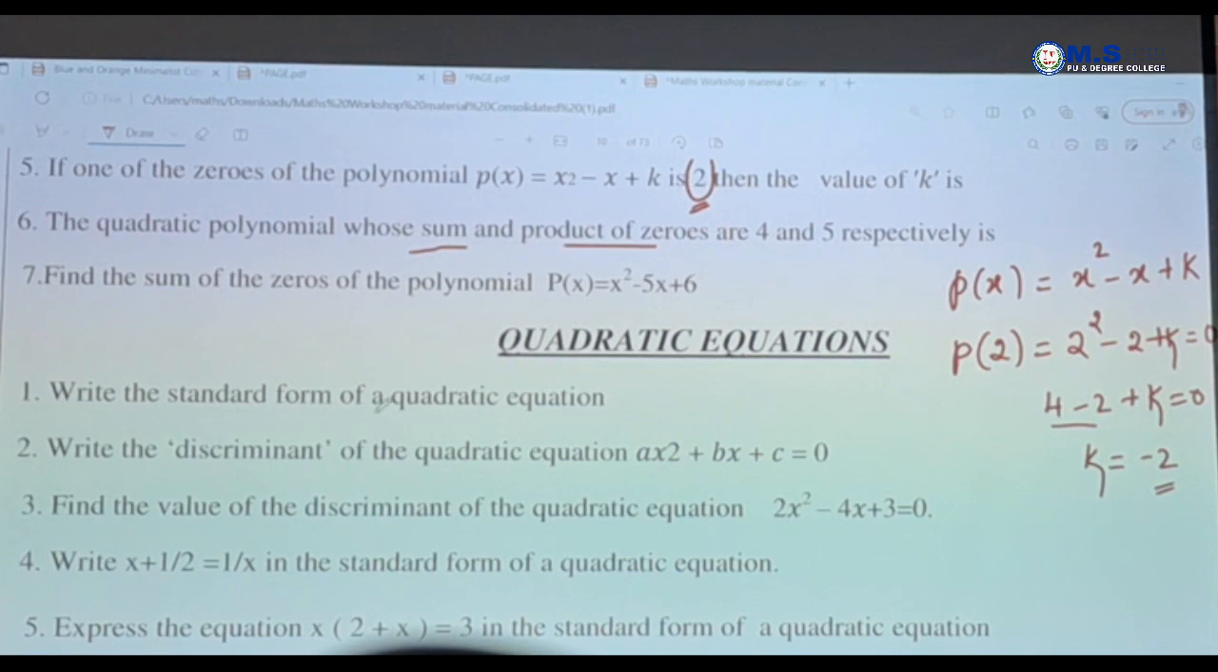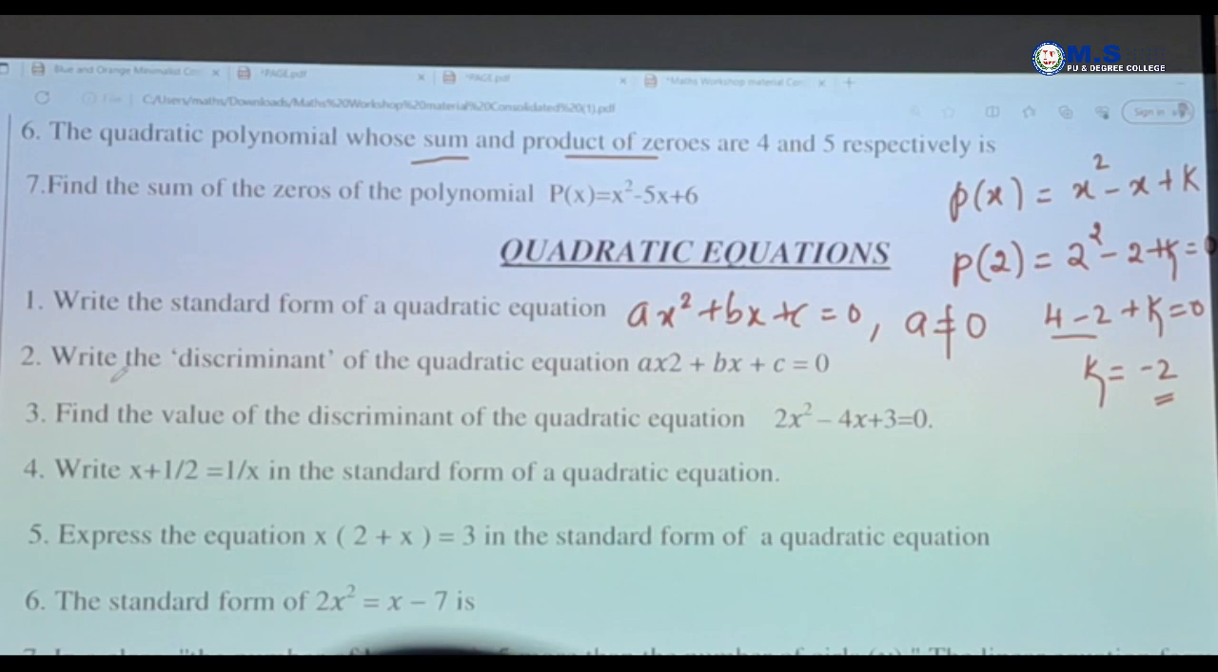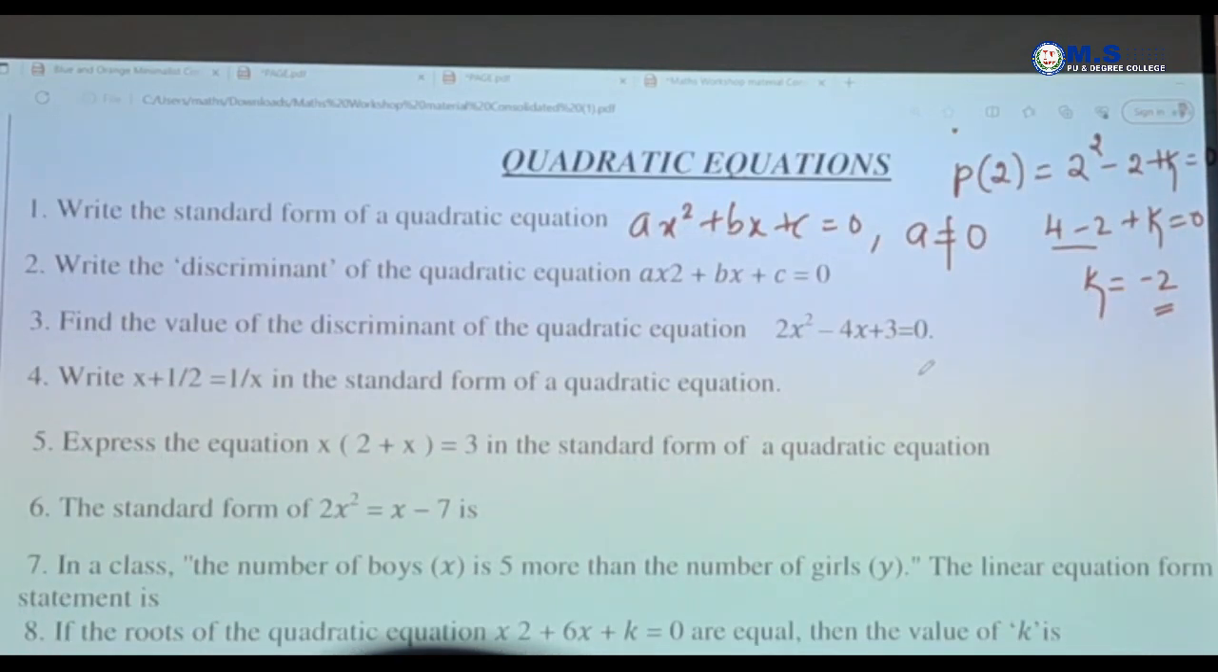What is the standard form of a quadratic equation? A x square plus bx plus c equals 0. That's it? No, not yet, it is 2 marks. You should write the condition: a is not equal to 0. Condition is a not equal to 0. Try to make it known, okay? It will be a practice for you. Write the discriminant of the quadratic equation ax square plus bx plus c equals 0. Discriminant delta equals b square minus 4ac. Right?